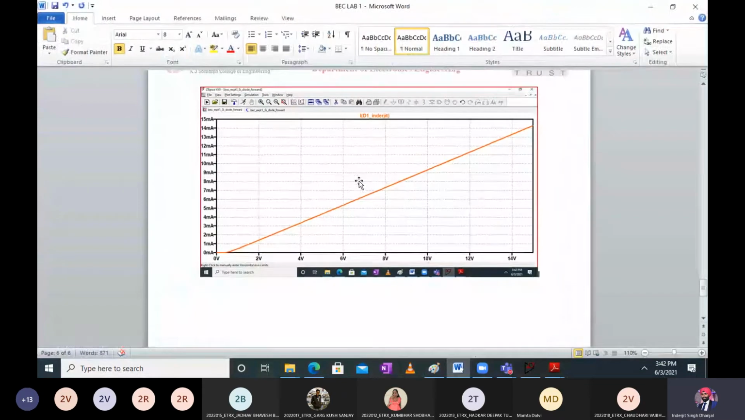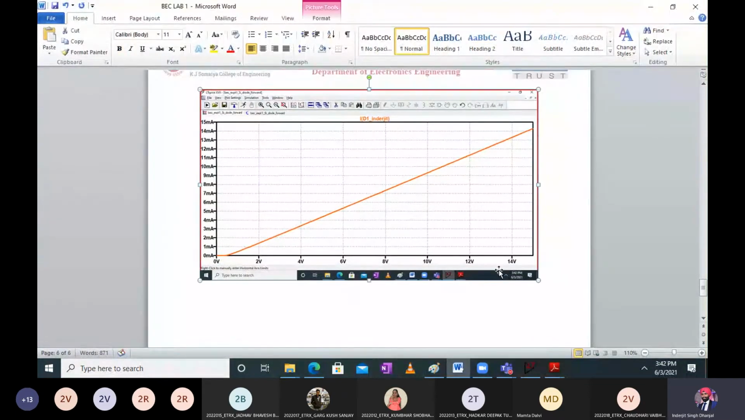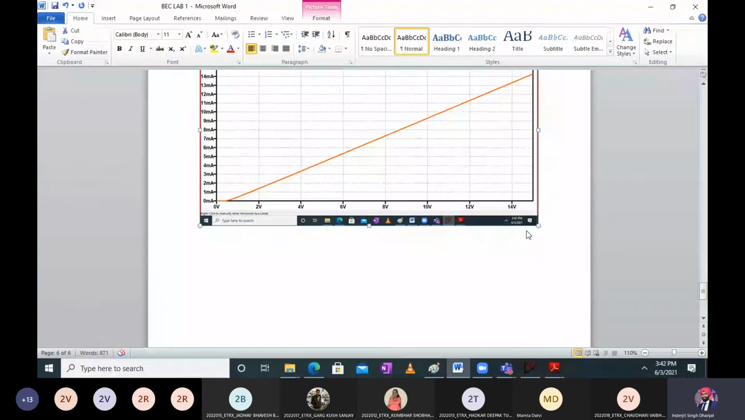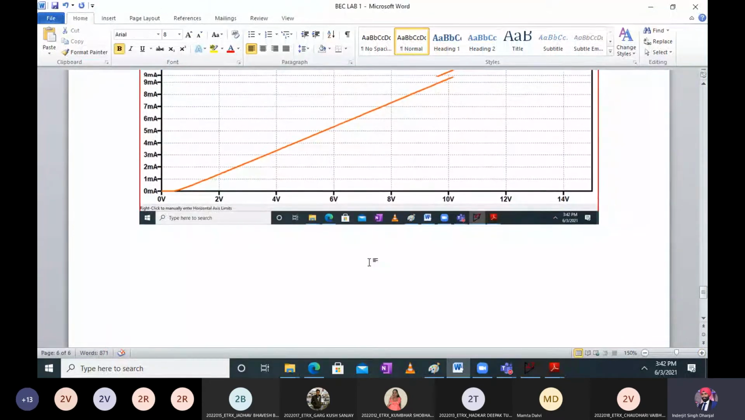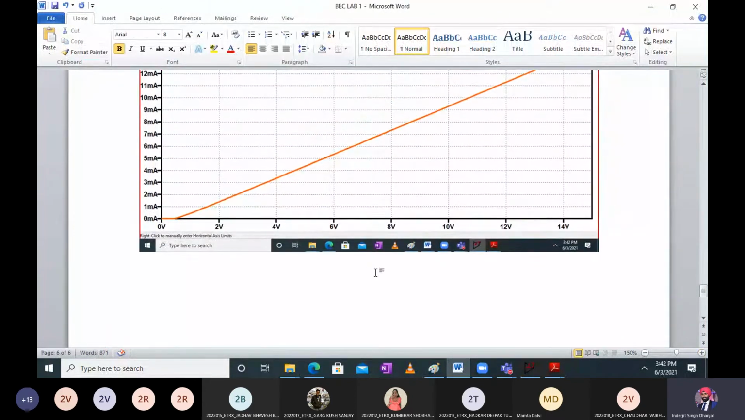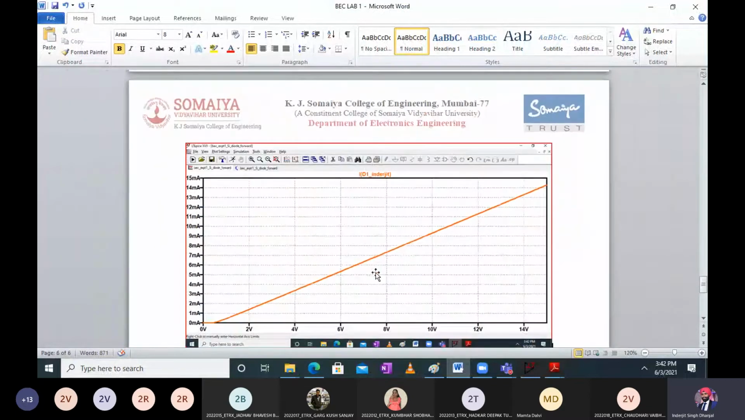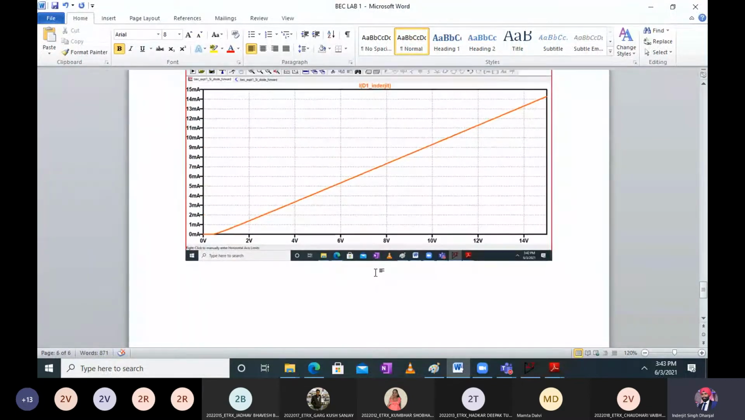Everyone done that? Why I'm saying this is because when you do the print screen, your date and time of performance will automatically come. So if you're absent, your date and time will be different, and that way it will be easy to remember. After you do that, you can write down over there: plot of DC supply versus diode current, for your reference.